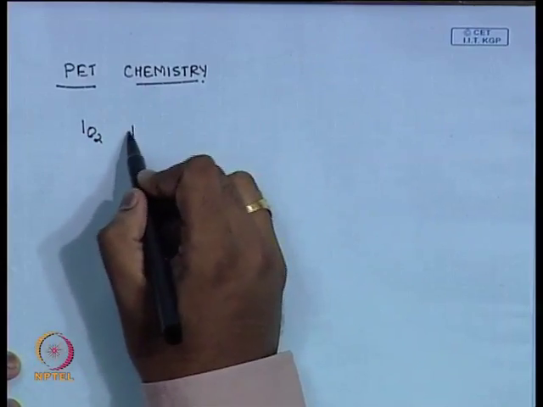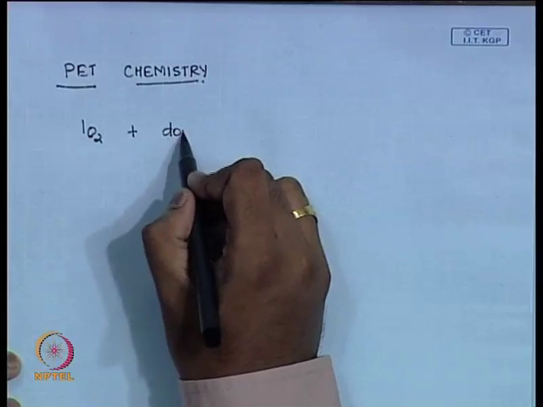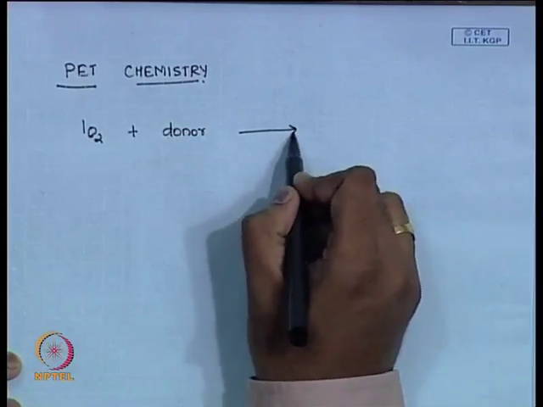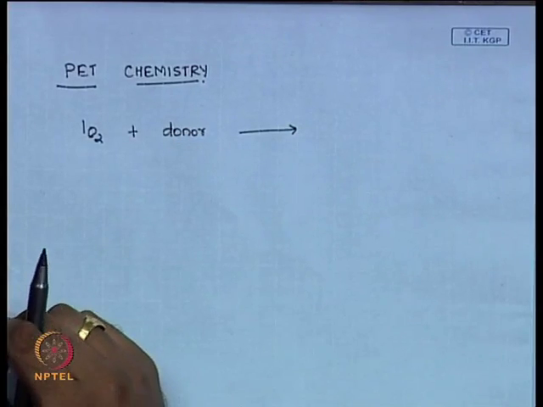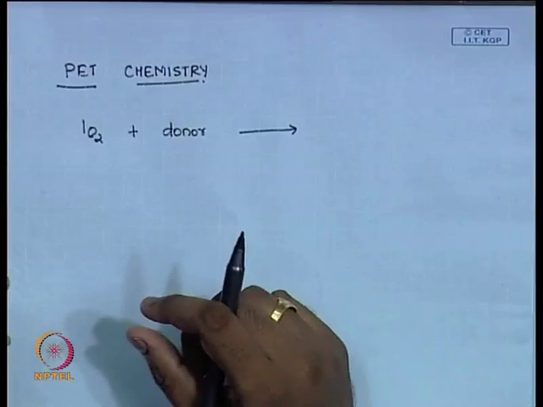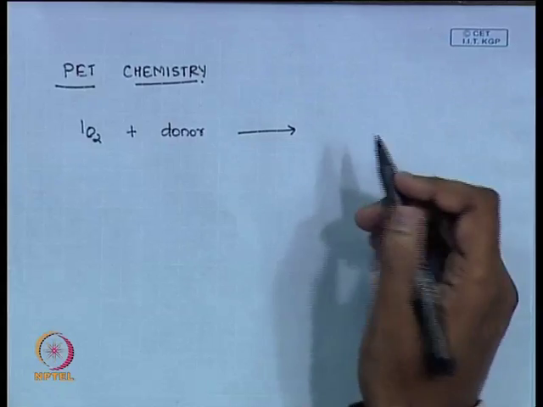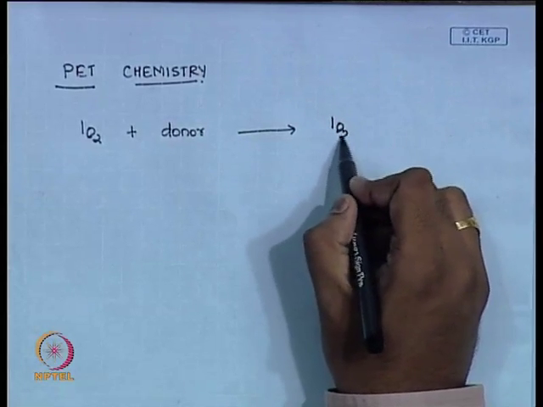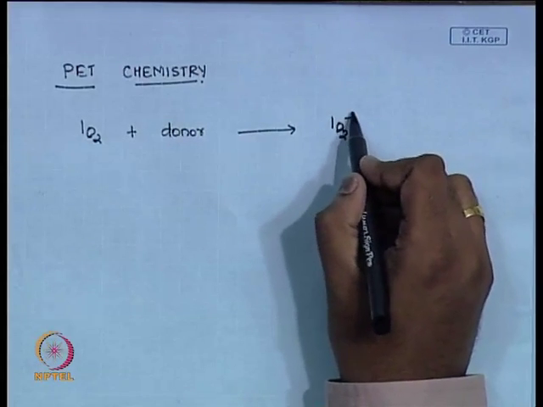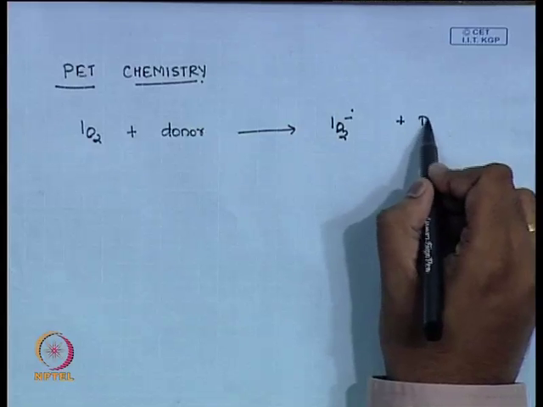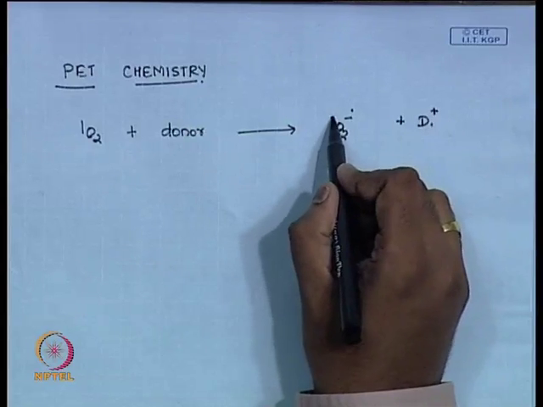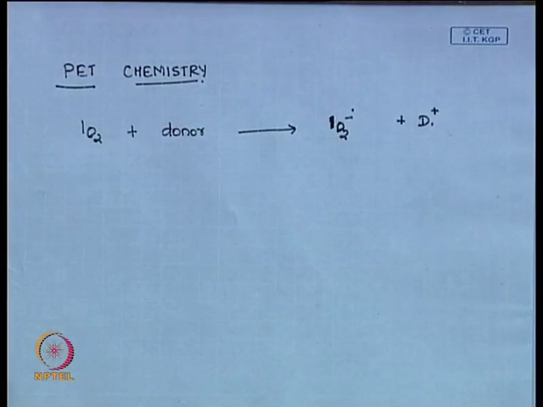Singlet oxygen plus, if you have a donor, you generate singlet oxygen. So what happens? A donor can give an electron. That's your PET chemistry, right? So you get singlet O2 plus D dot plus, right? I just take this out, this one, O2.